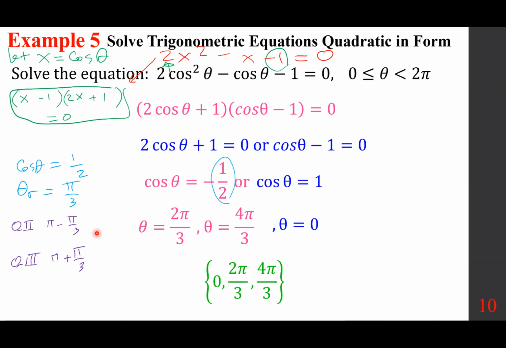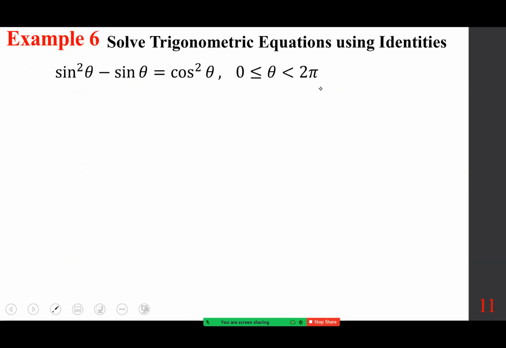So this becomes quadratic in form. We're going to use identities, and this becomes quadratic in form also. We notice we have sine squared and sine. Because this is sine minus sine, we change this one to 1 minus sine squared. But let's say this was cosine, then we would change this one to 1 minus cosine squared. So this one is changed.